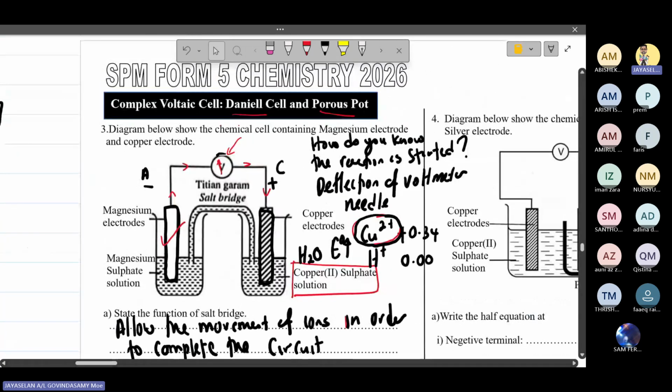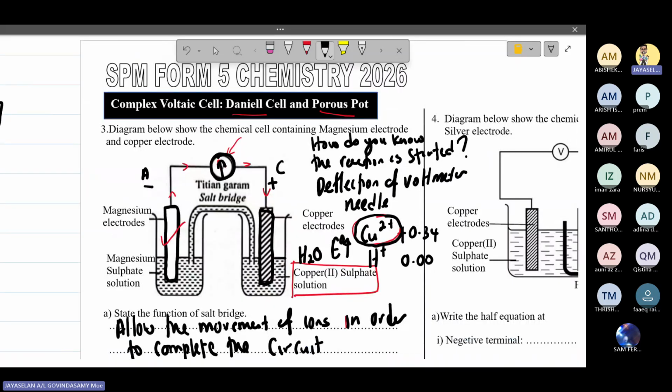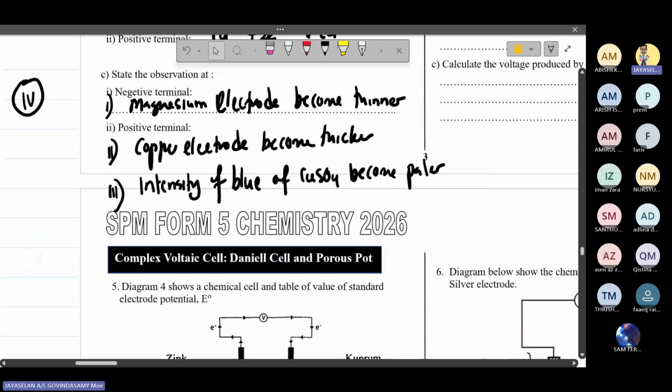Kalau dia tanya one more observation, nyatakan satu lagi observation, what do you do? The voltmeter needle deflect. How do you know the reaction started? Deflection of voltmeter needle. Bila you dah pasang, jarum dia akan bergerak. So that shows the reaction started lah. And one more observation, the voltmeter needle deflect. Any question?